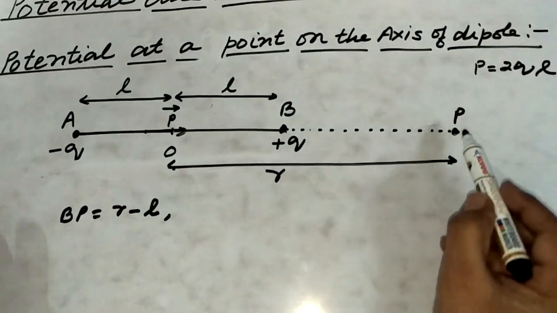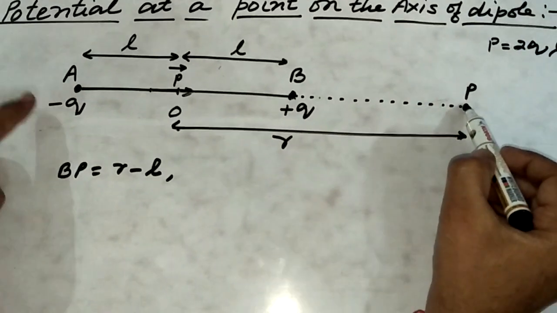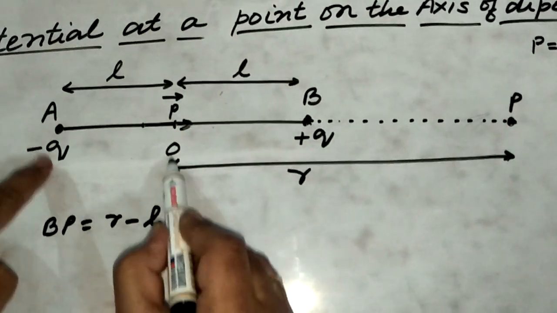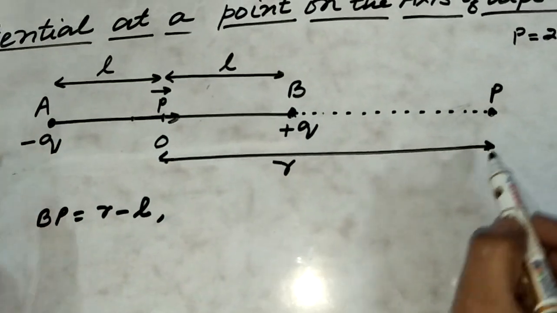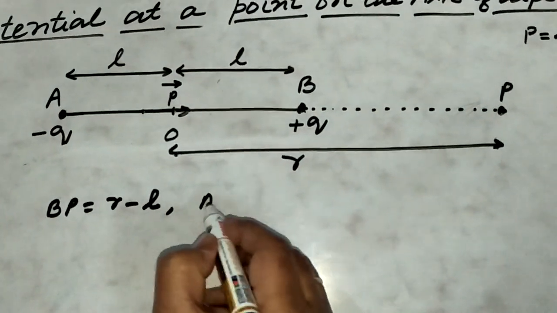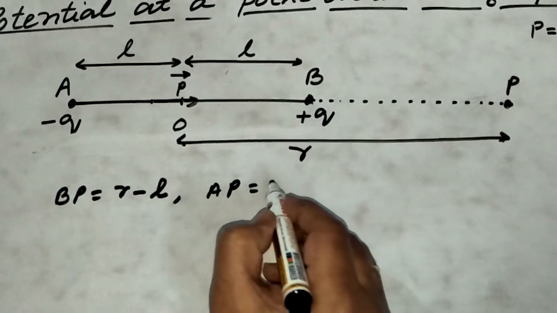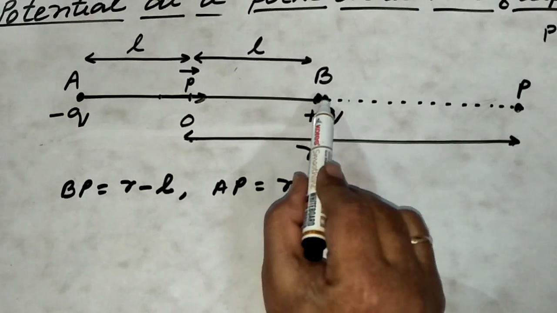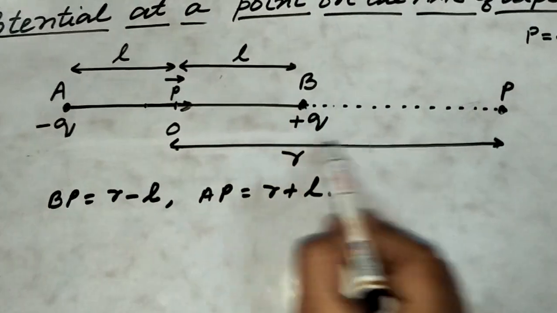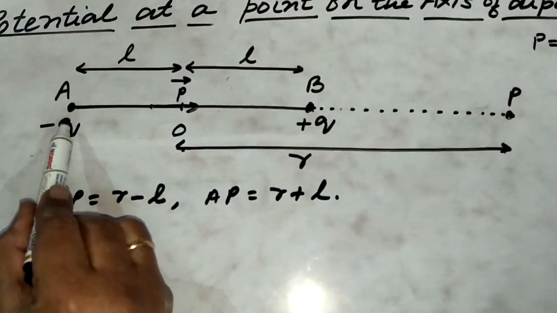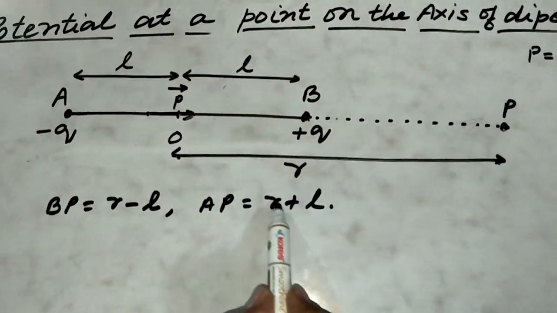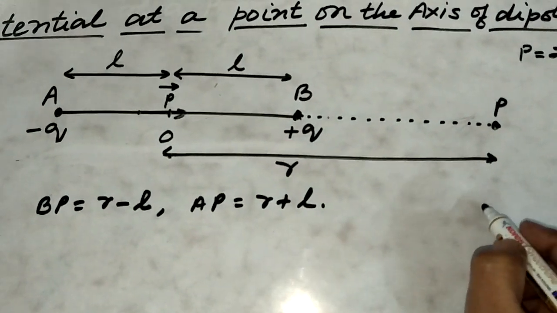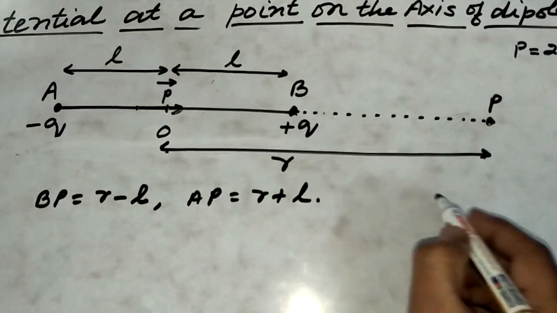And similarly, the distance of the point P from the charge minus q: this distance is r, this one is l, so this distance is r plus l. It means AP is equal to r plus l. So the distance of the point P from B is r minus l, and the distance of the point A from P is r plus l.